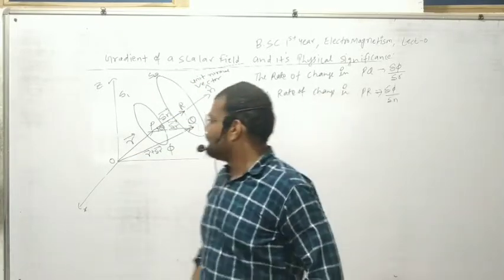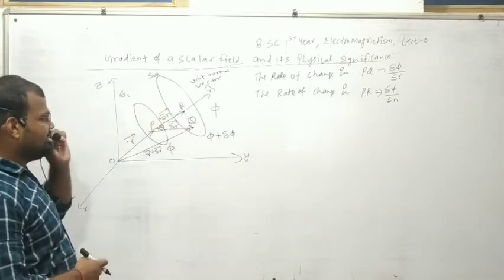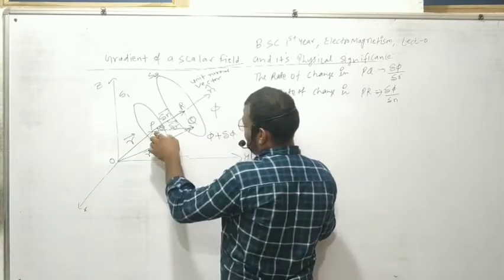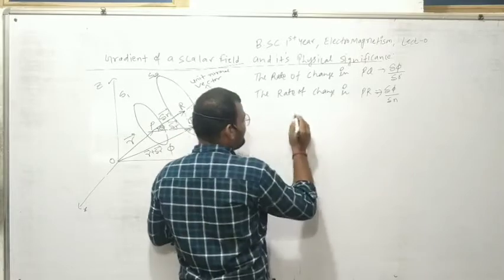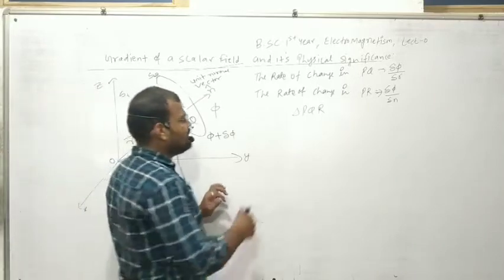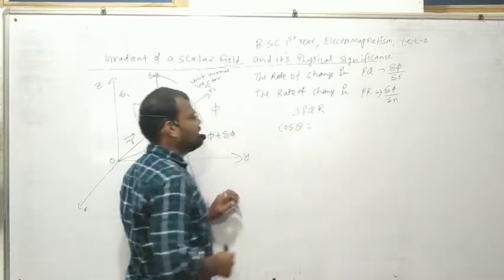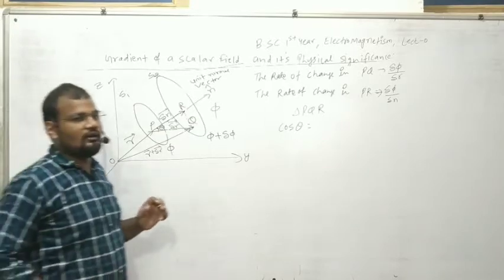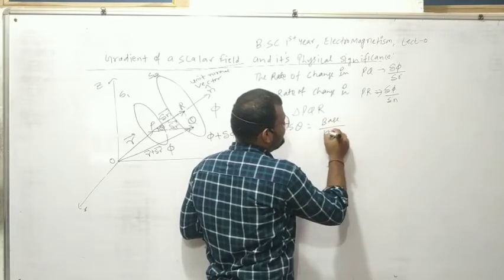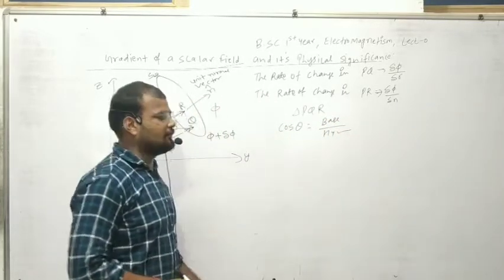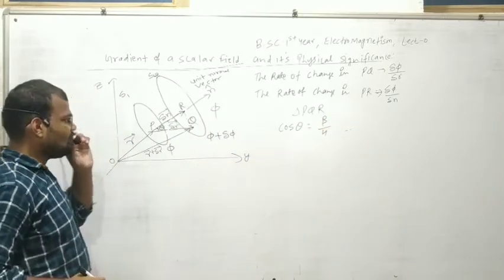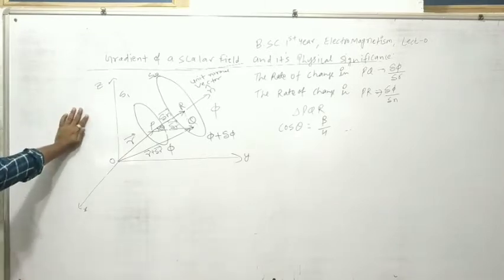Okay. So now see from the diagram of triangle PQR, what will be your cos theta? From triangle PQR, we know that cos theta is base upon hypotenuse. Cos theta equal to base upon hypotenuse. Okay. So what will be the base and what will be the hypotenuse?